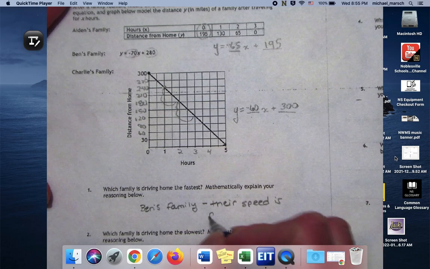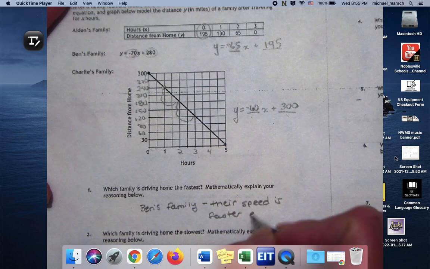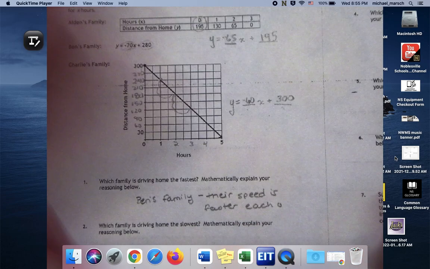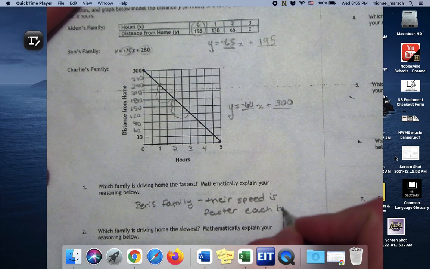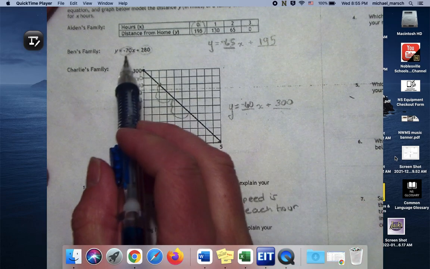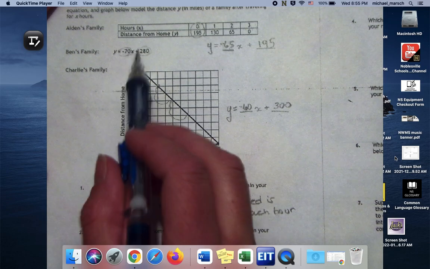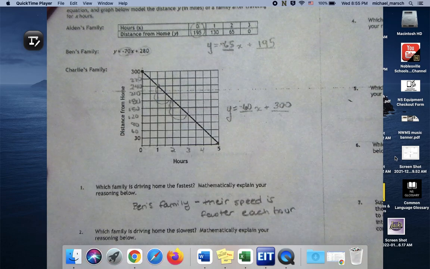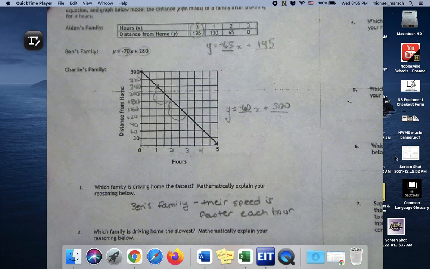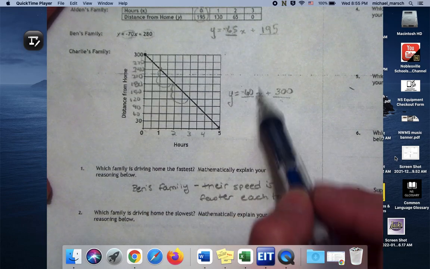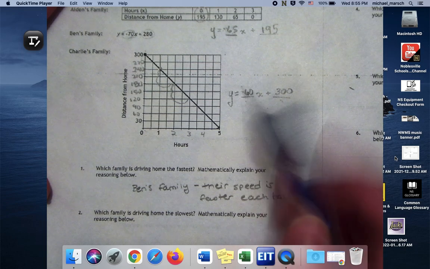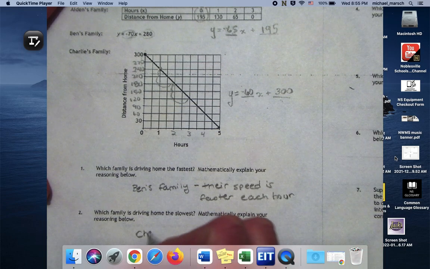Their speed is faster each hour, right? They are getting closer to home faster. It looks weird because it's a negative, but that's just telling us they are closer to home at a faster rate. Which family is driving the slowest? Well, similarly, we're going to look for the number that is the slowest. So that's going to be the 60 here. So Charlie's family.